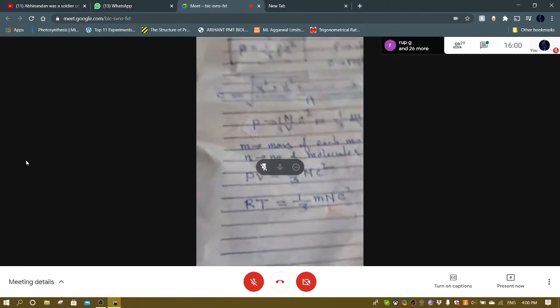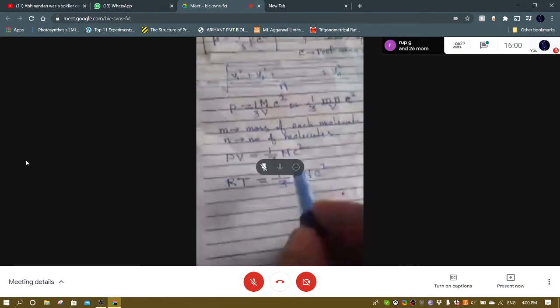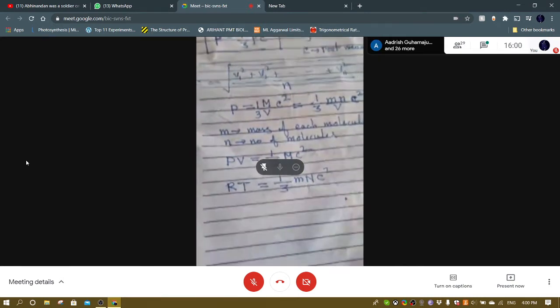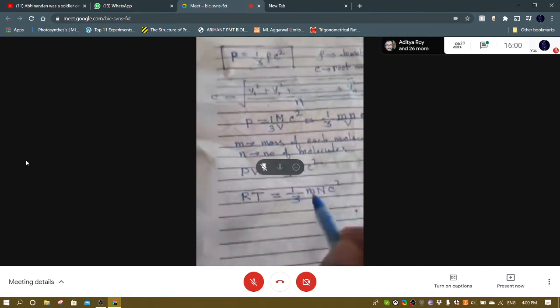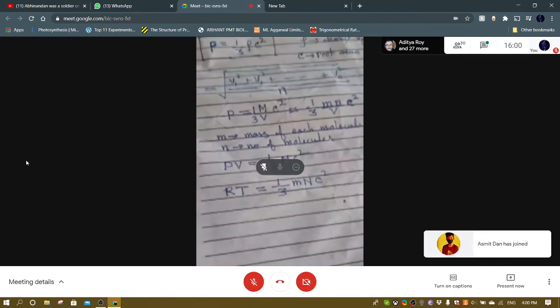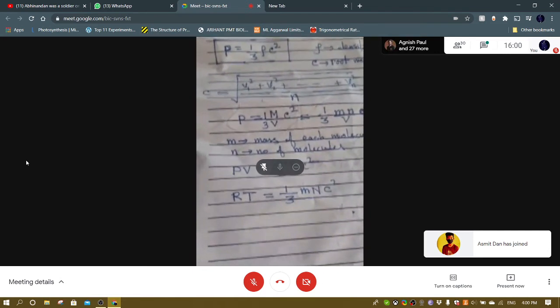Capital M was the molecular mass. Which capital M? That is m, mass of each molecule, into the number of molecules. If you take 1 mole, then number of molecules will be what? Avogadro's number. Is it okay? Yes sir.